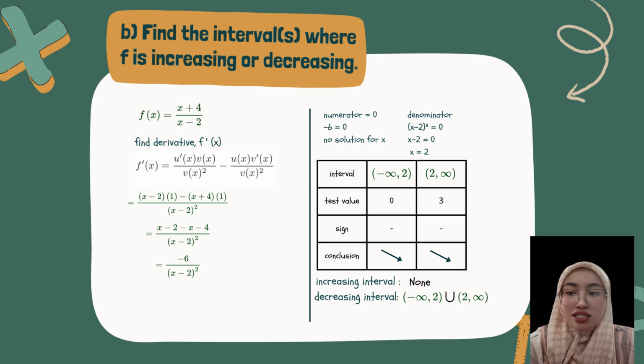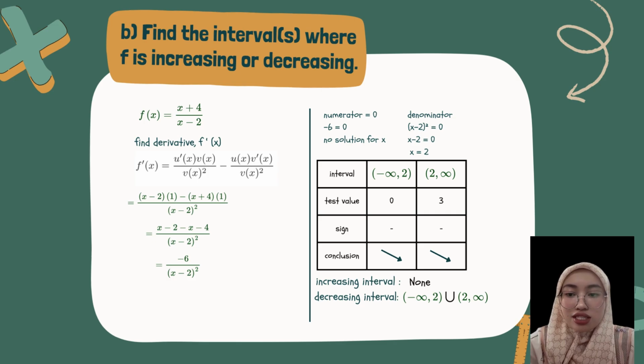For x in negative infinity to 2, let's pick a test point, say x equal to 0. We replace x with 0 and we get negative 1.5. This means the derivative is negative. For x in 2 to infinity, let's pick x equal to 3. We replace x with 3 and we get negative 6. Again, the derivative is negative.